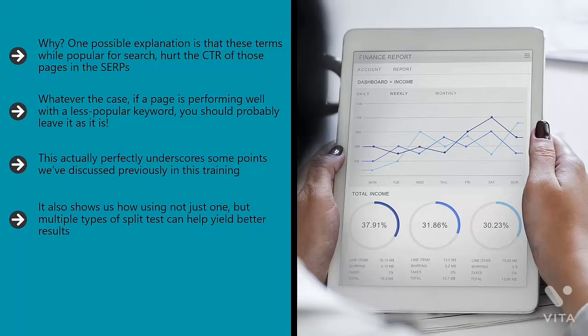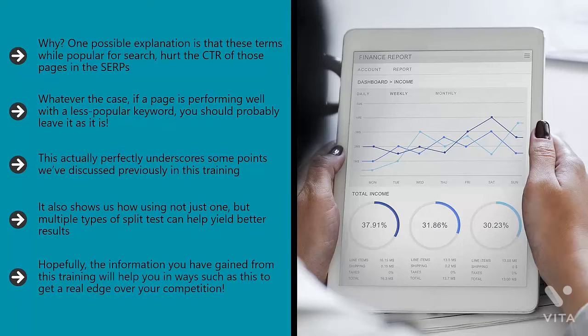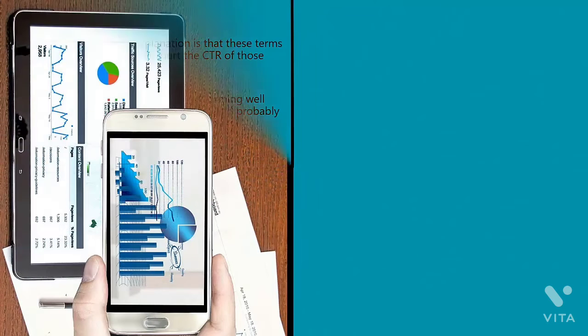It also shows us how using not just one, but multiple types of split tests can help yield better results. The research conducted here was done using a typical matched pages method, but if they had also used a redirect, they might have been able to see if the bounce rates and CTRs were what was responsible, or if something else was at play. Hopefully, the information you have gained from this training will help you in ways such as this to get a real edge over your competition.